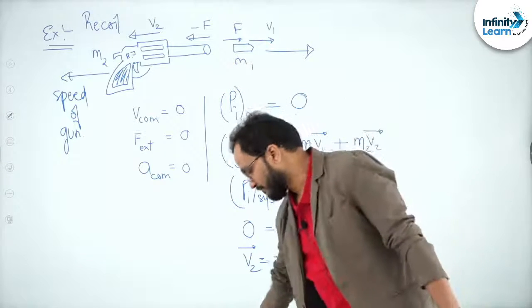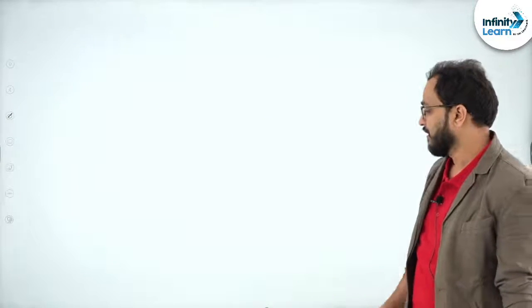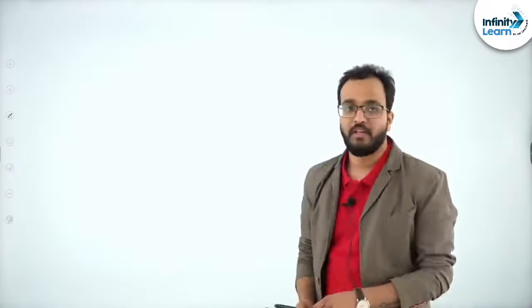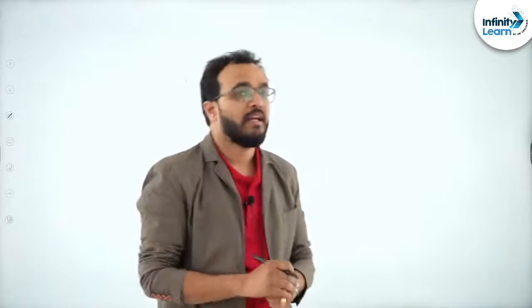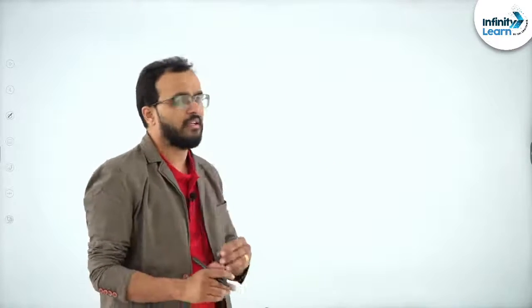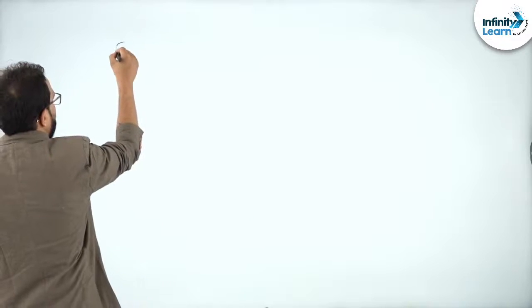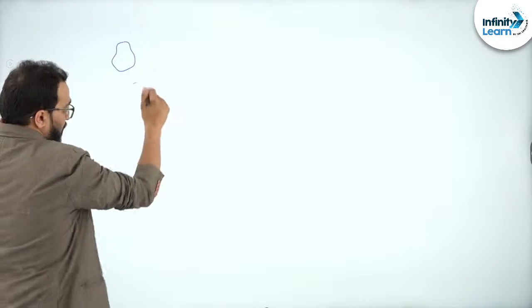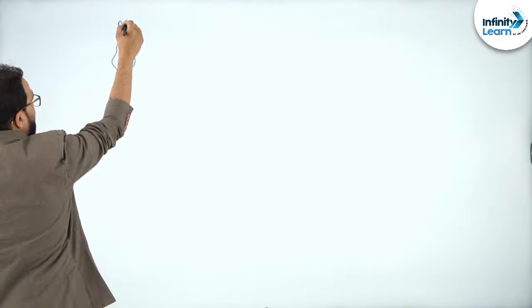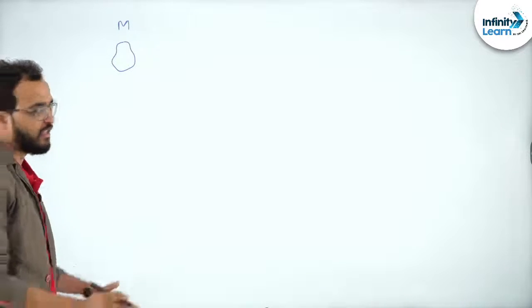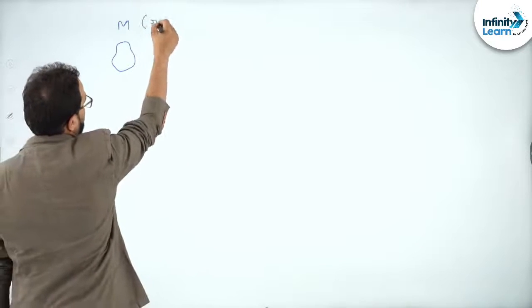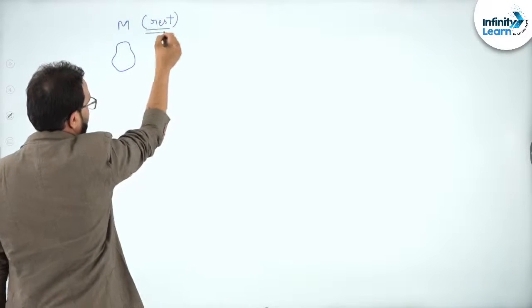So, let us take another example. Now, let me take another example. Suppose let's take an example where the center of mass is at rest, and so, let's take an example of a bomb. It's a very simple thing. There's a bomb whose mass is given m. It is at rest initially, that means the center of mass is at rest.